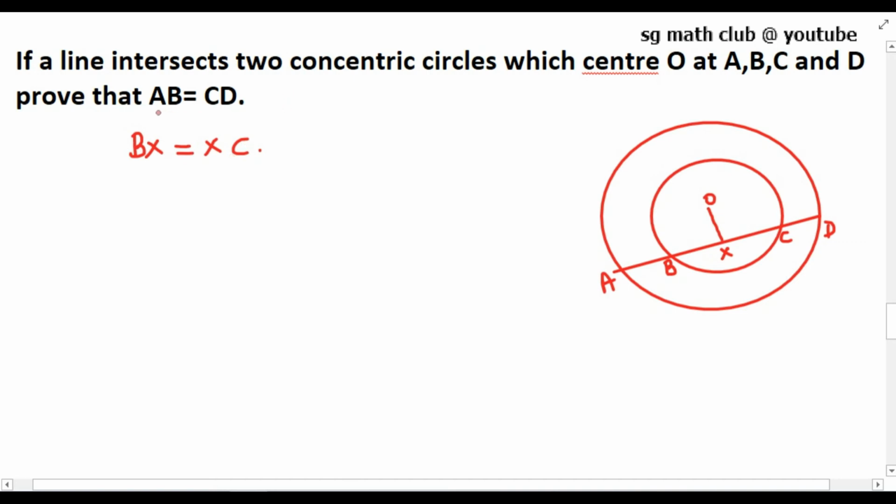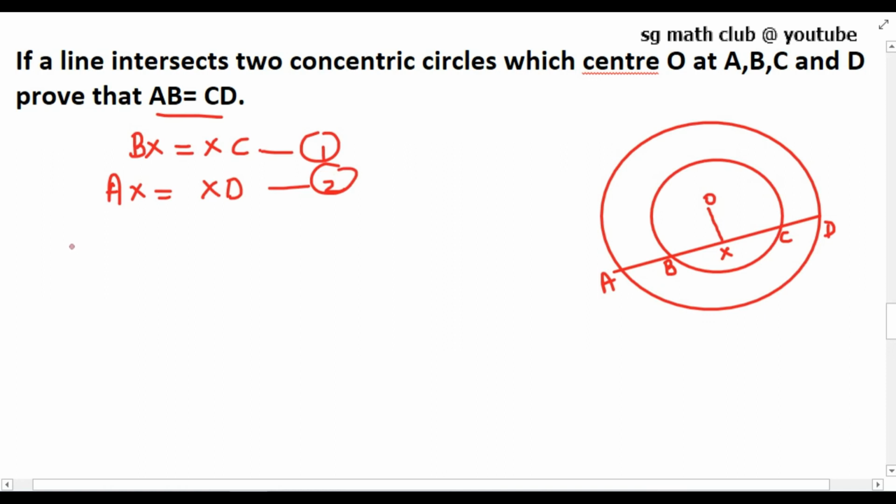So here we need to prove AB equal to CD. The construction I have done is to draw a perpendicular from the center to the chord. OX is the perpendicular I have drawn. The perpendicular drawn from the center to the chord bisects the chord. First it bisects the chord BC, so BX is equal to XC. Give this equation number 1. Again, if you consider the big circle, the chord of the big circle is AD. This is the perpendicular to the big circle also, so the perpendicular bisects the big chord also, which means AX is equal to XD. Give this equation number 2.